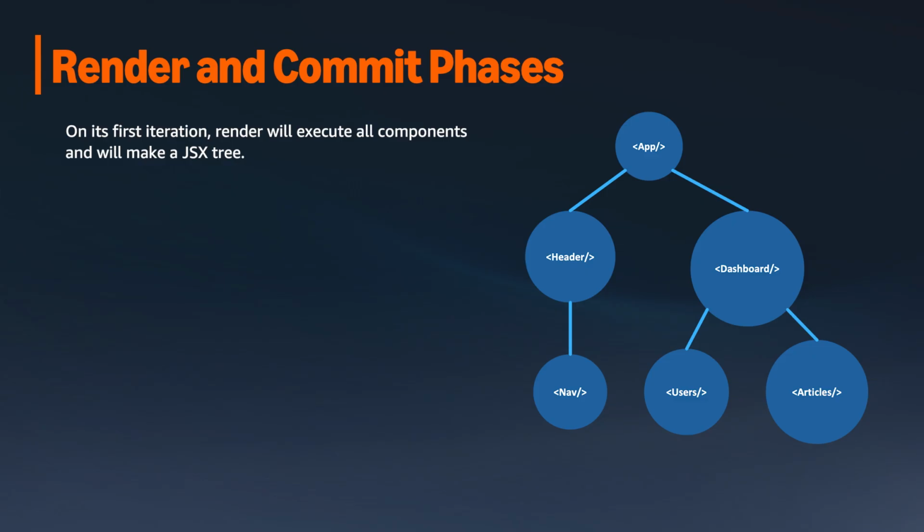The first phase consists of the render function, and the render activity is what occurs when the JSX tree is initially created, as well as when the updates are made. The example we have here on the screen is an example of when the JSX tree is initially created by the React components in your source code. The first iteration of the render will execute all components to create the tree.